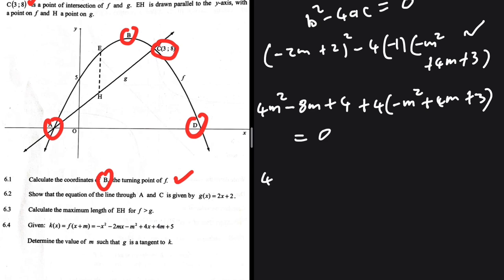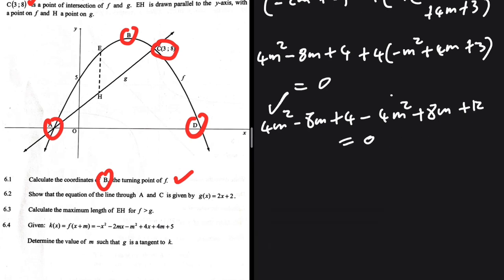So my 4m squared minus 8m plus 4 minus 4m squared plus 4 multiplied by plus 4m plus 3, that gives 8m plus 12, is equal to 0. So 4m squared minus 4m squared, that gives us 0. And then minus 8m plus 8m, that also gives us 0. And then 4 plus 12, that is 16. So we get 16 is equal to 0.